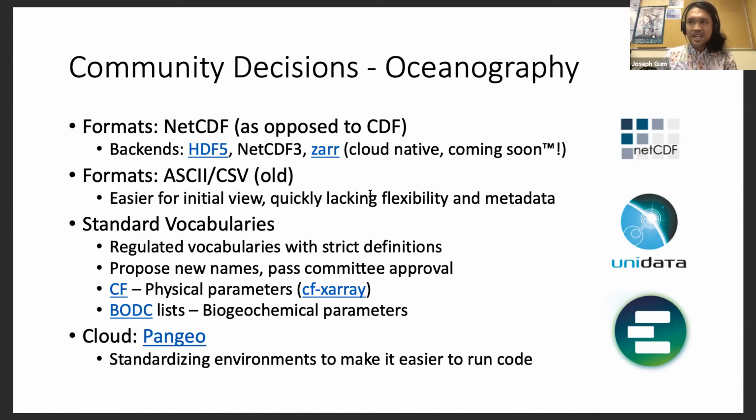We have standard vocabularies, which are regulated vocabularies with strict definitions. This means that you can't use T or temp or temperature or seawater temperature all to define the temperature of the ocean. Instead, we've all agreed to use one term, seawater temperature, to define the temperature of the water in the ocean. Anybody can propose a new name. You just have to pass committee approval, which essentially is a committee of your peers. And they're there to help you get the name you need without muddying the namespace.